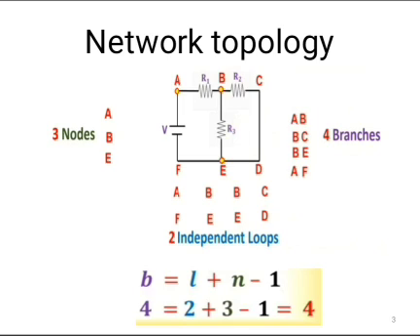A network with n nodes, L independent loops and B branches will satisfy the fundamental theorem of network topology: B equals L plus n minus 1. Here B, the branches, equals 4, and L, the independent loops, equals 2. N equals 3, the network having 3 nodes. So 2 plus 3 minus 1 equals 4. That means it satisfies the fundamental theorem of network topology.